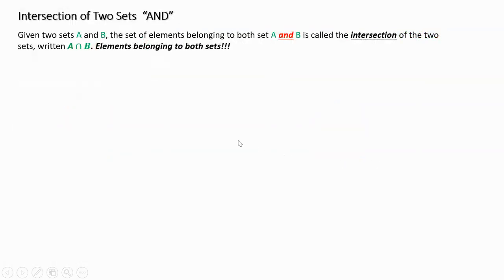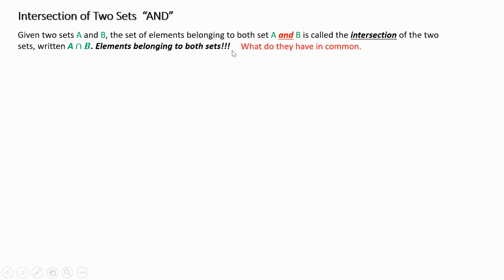Okay, now we're doing intersection of two sets, which means and. And means intersection. Given two sets, A and B, the set of elements belonging to both set A and B is called the intersection of the two sets, written as A, right, this means like the upside down U, B. A intersects B. Elements belonging to both sets.